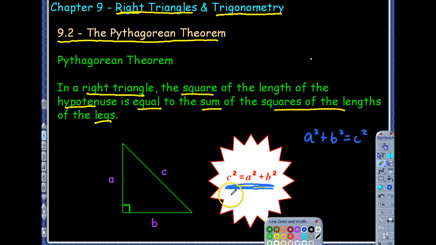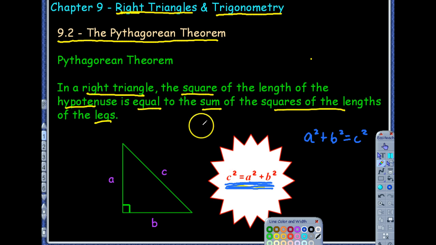Now, does that mean if you set up the Pythagorean Theorem and you put a squared plus b squared equals c squared, that it's going to be wrong? No. It's just when we apply it to another concept that we're going to learn tomorrow. So we're going to get in the habit, try to today, of putting the c squared first.